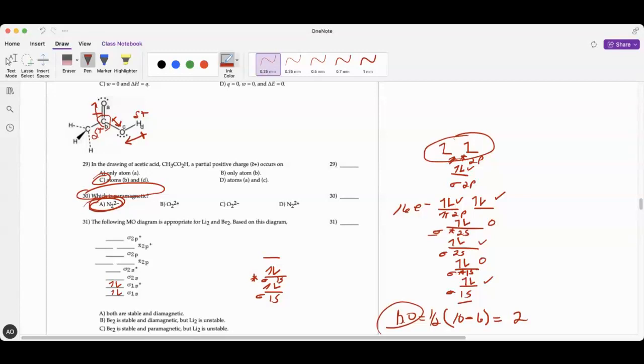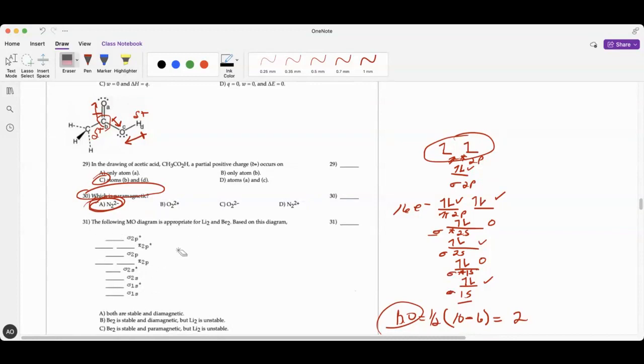Did that answer your question or no? Yeah, it sort of did, but I just think, like, you know how in 31, the diagram is empty, so I guess that's why I was confused. Oh, for number 31. Yeah. I could have used this diagram for this, but that's okay. I went ahead and drew it.